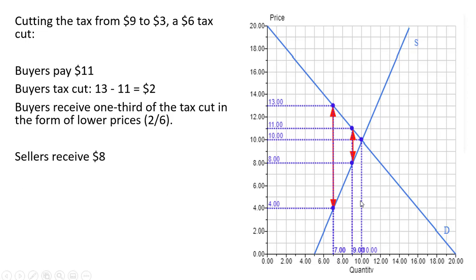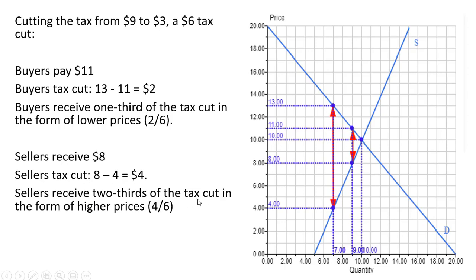As for sellers, sellers are now receiving $8 due to this tax cut. So the difference between this 8 and 4 represents the seller's tax cut. Sellers receive 2/3 of the tax cut. Sellers are receiving $4 more per unit because of the tax cut, and 4 divided by 6, the size of the tax cut, is where this 2/3 is coming from.